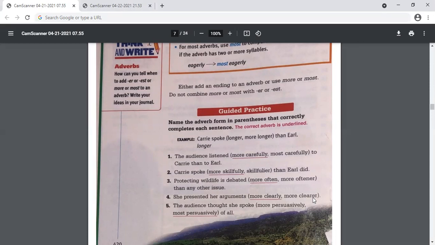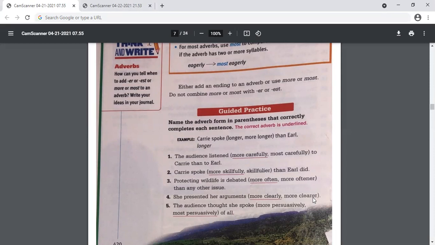Number 2, Carrie spoke more skillfully or skillfulier than Earl did. So here, skillfully is an adverb, so we should use more before skillfully because here we are comparing two actions, but we can never say skillfulier. Okay, this would be incorrect. The correct way would be more skillfully. Remember how we said any adverb that ends in ly we should use more or most.